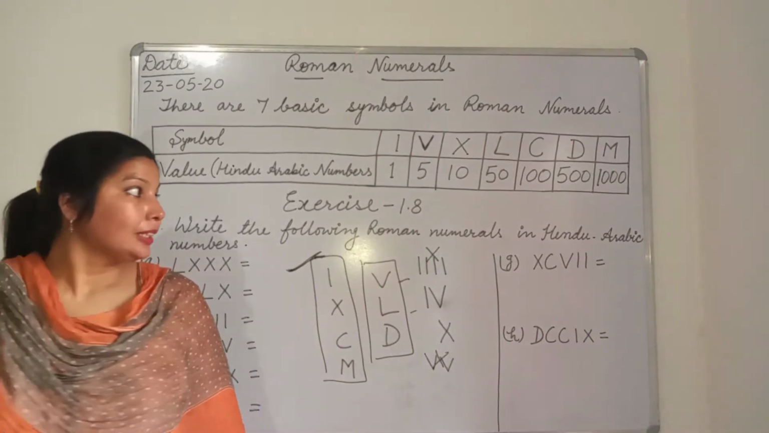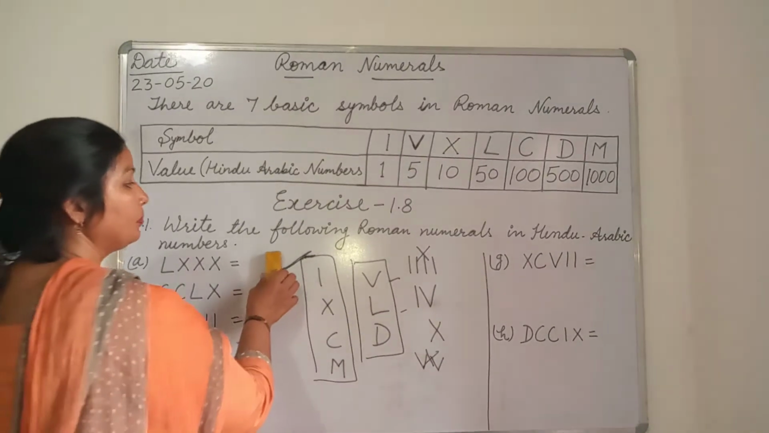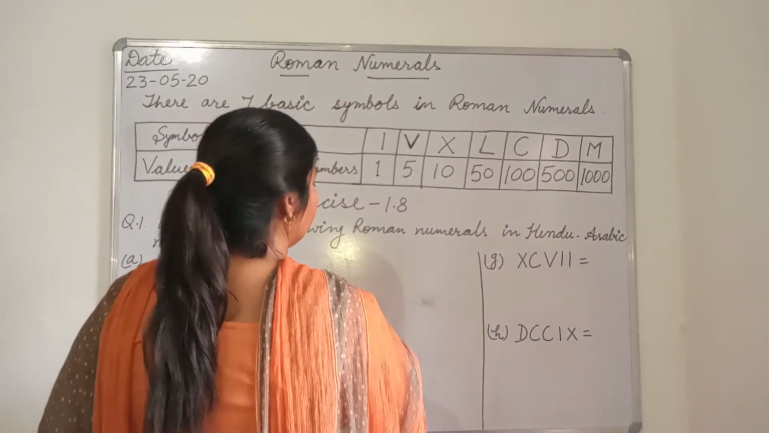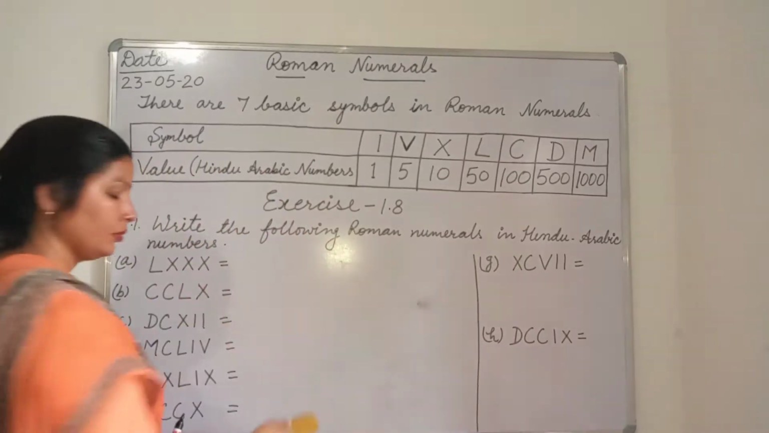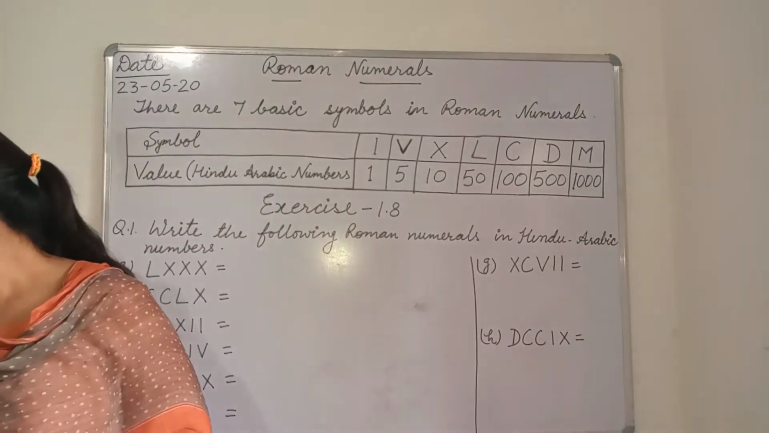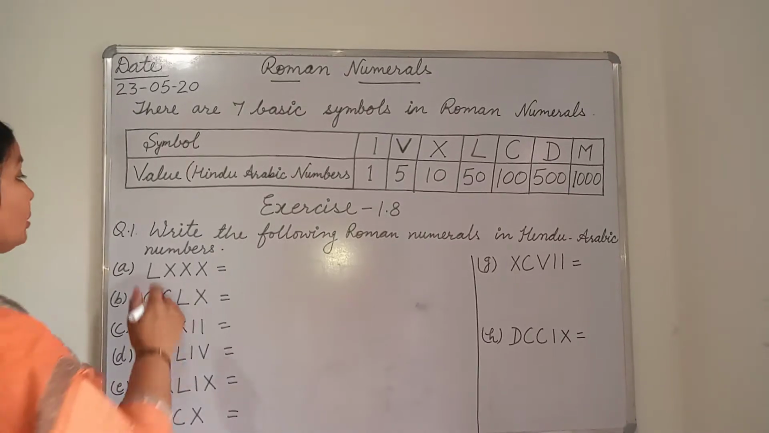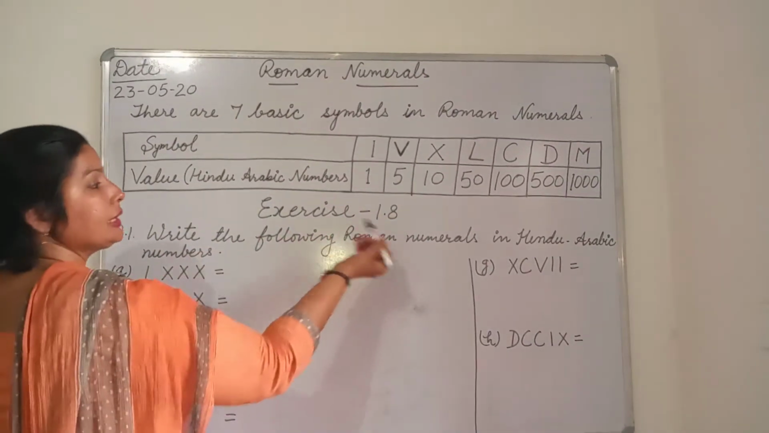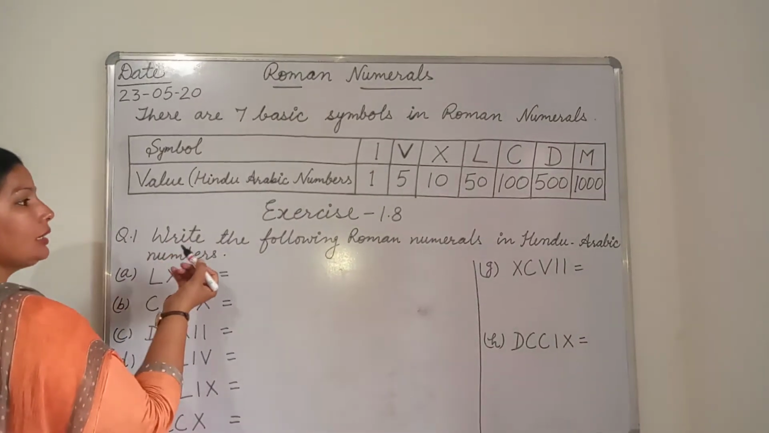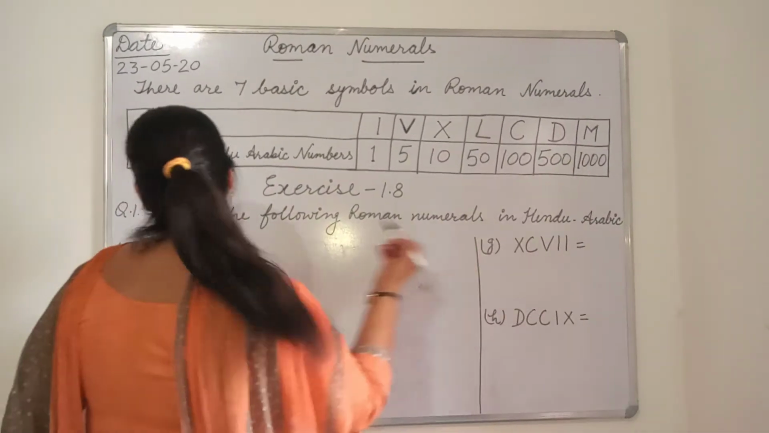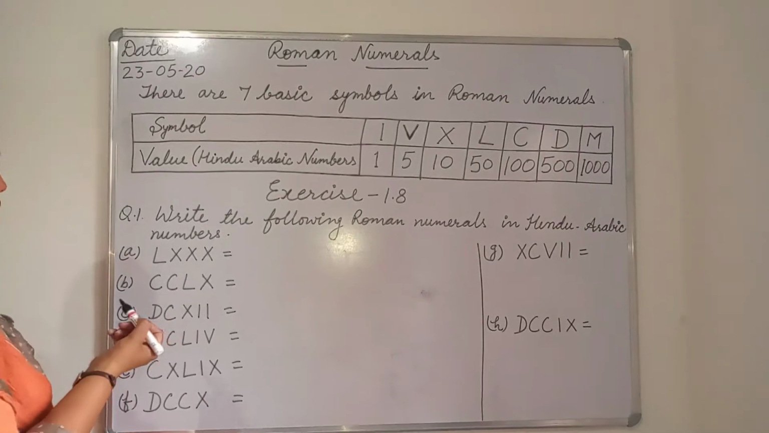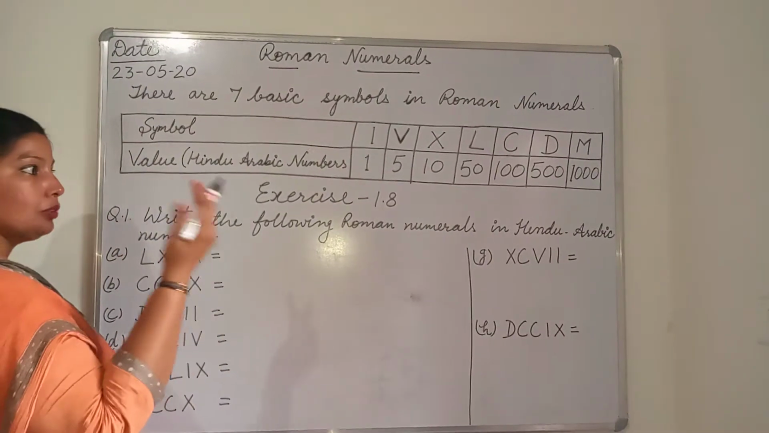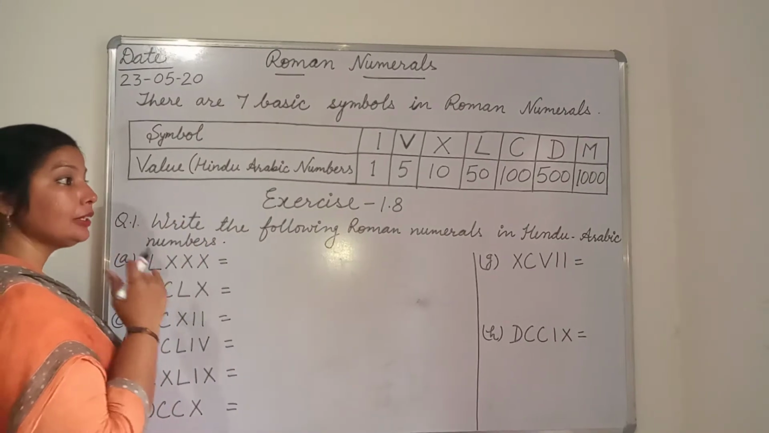Now we should continue our exercise. So now question number 1. Write exercise 1.8. Question 1 is there: write the following Roman numerals in Hindu Arabic numerals. Roman numerals are given here and you should write them in Hindu Arabic numerals.